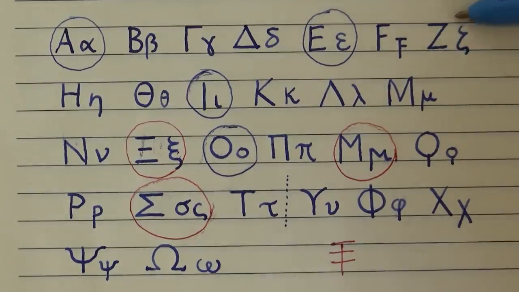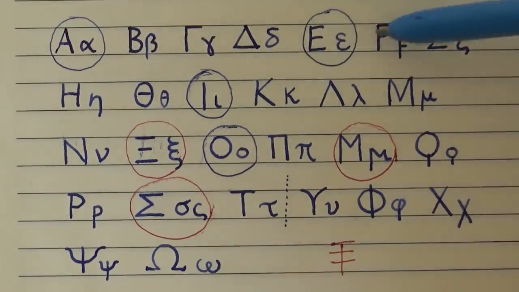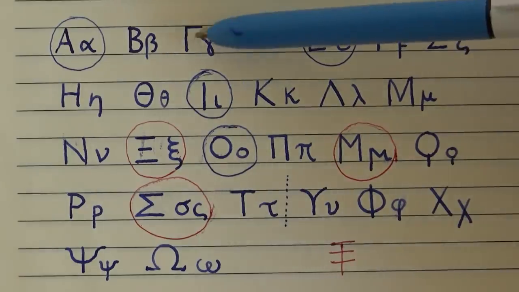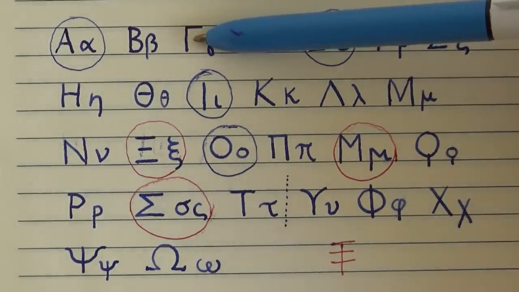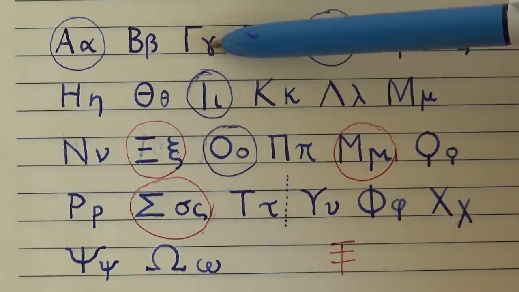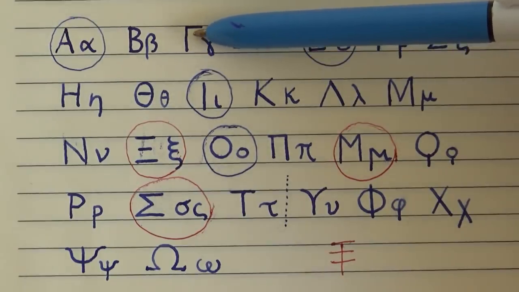And Z, zeta, I mean, this is the old zeta, on place 1, 2, 3, 4, 5, 6, 7. It was replaced by G in many languages. G was actually a variation of gamma. So gamma could be both G sound, the hard G sound, and J, the soft G sound.